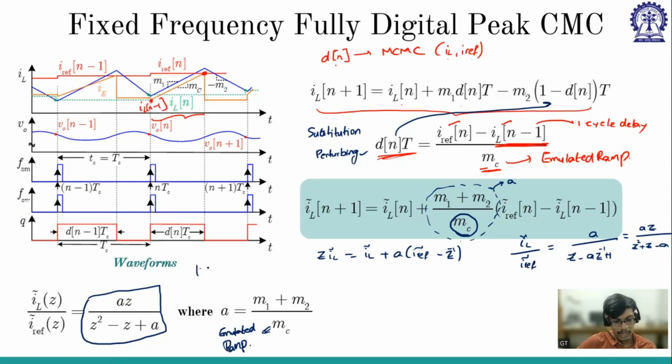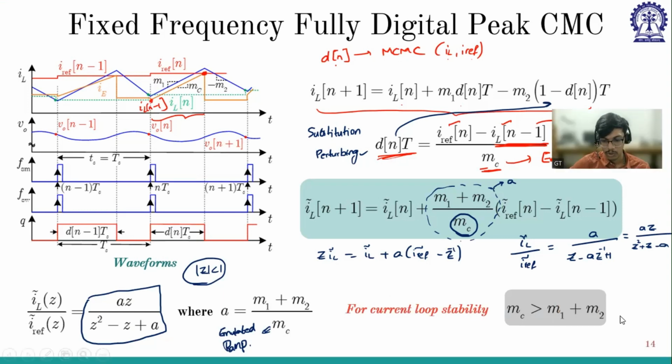Again, the poles should lie inside the unit circle. If you calculate minus b plus or minus square root of b square minus 4ac by 2a, you will get this expression. So what is MC? MC is nothing but M1 plus M2. I know M1 is V in minus V0 by L, and M2 is V0 by L. So if I add, I get V in by L. So the MC condition is V in by L.